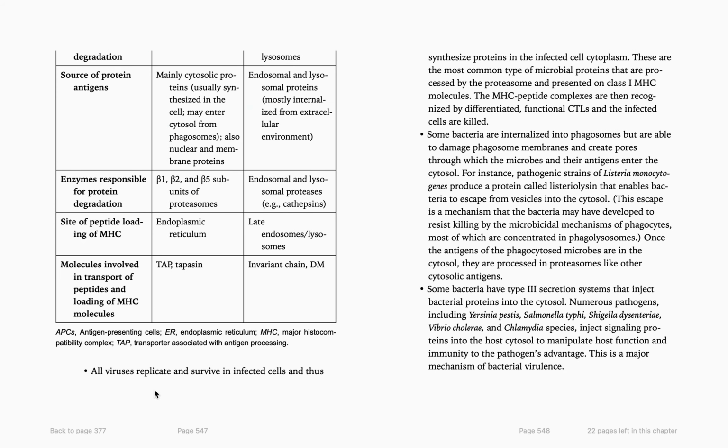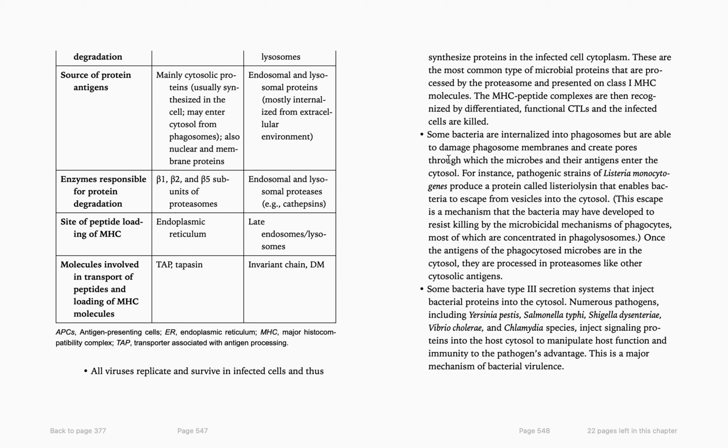Number one, all viruses replicate and survive in infected cells and thus synthesize protein in the infected cell cytoplasm. So here again you get the protein. These are the most common type of microbial protein that are processed by proteasomes and presented on class 1 MHC molecules. The MHC peptide complexes are then recognized by differentiated functional cytotoxic lymphocytes and infected cells are killed.